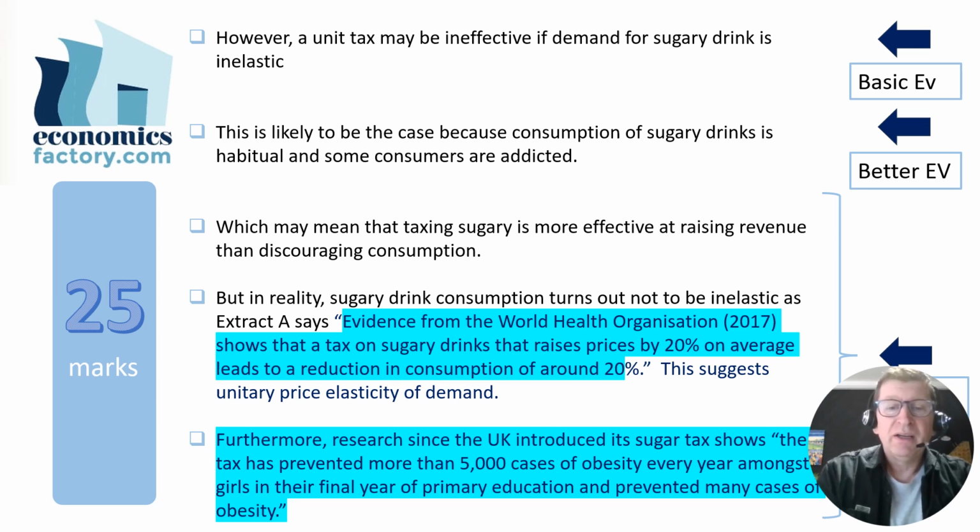And furthermore, research tells us that the recently introduced sugar tax in the UK has prevented more than 5,000 cases of obesity every year amongst girls in their final year of primary education. Okay, so that's further evidence that the policy can be effective. And now we're moving our evaluation to a much higher level by using real-world evidence to support judgments.